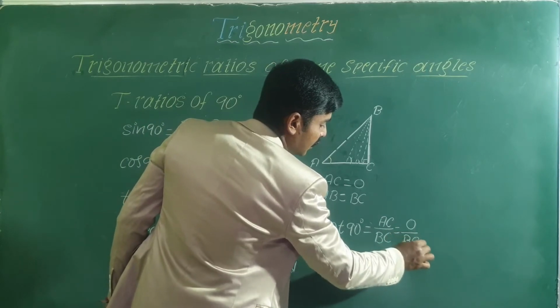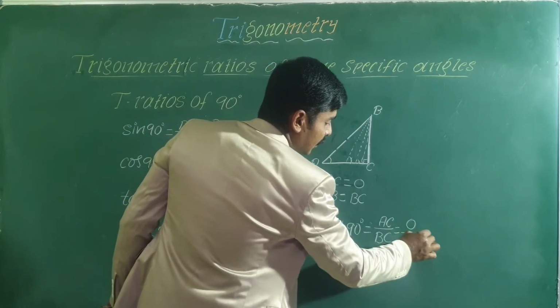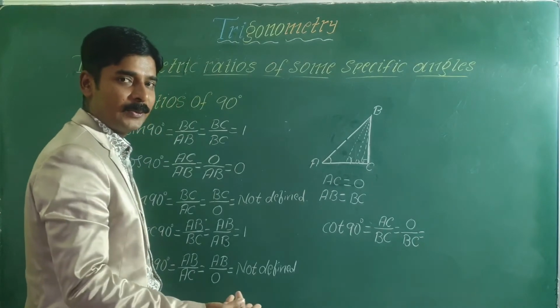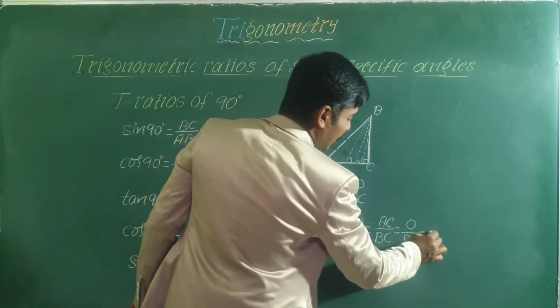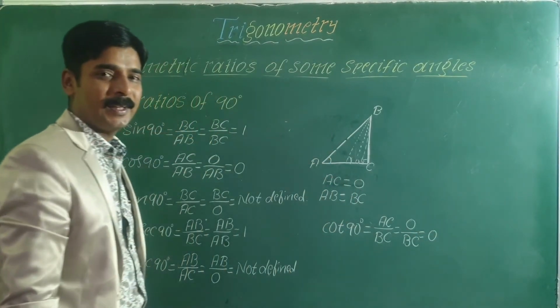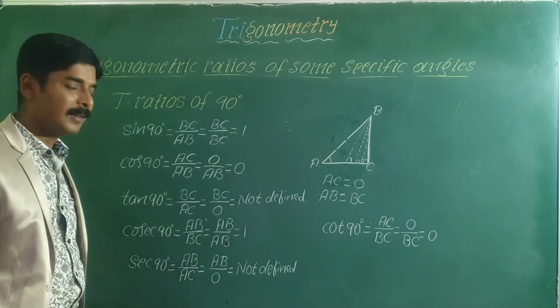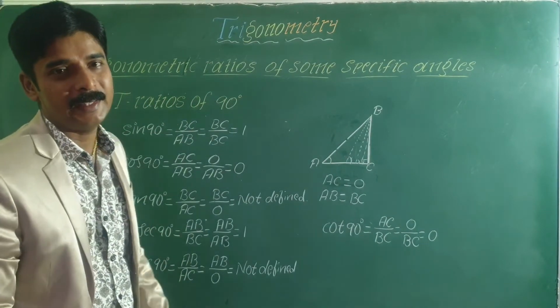0 divided by anything is equal to 0. So cot 90 degree is 0. So this is how you will find the trigonometric ratios of 90 degree.